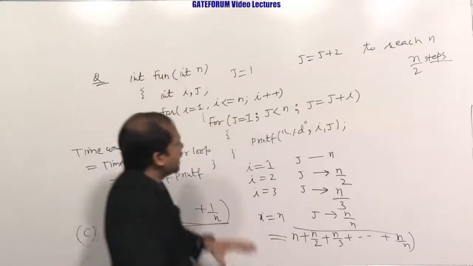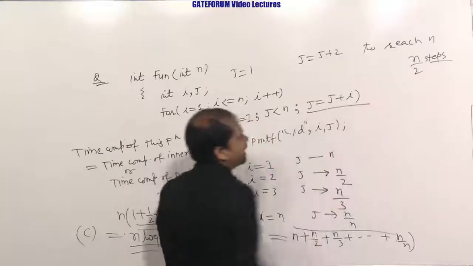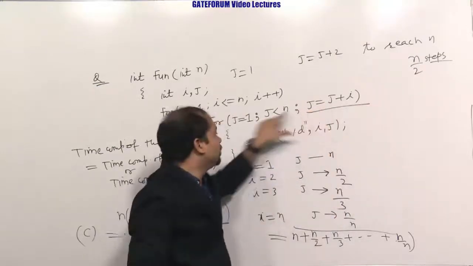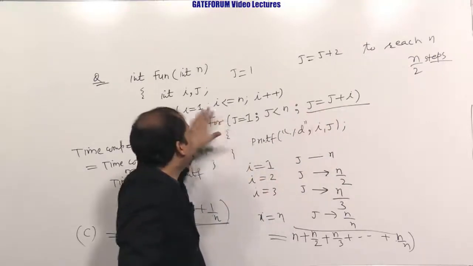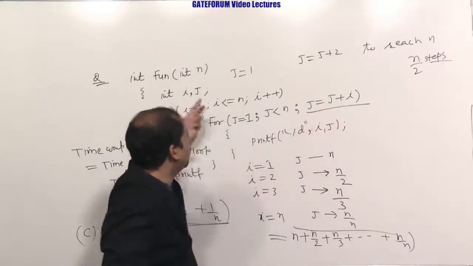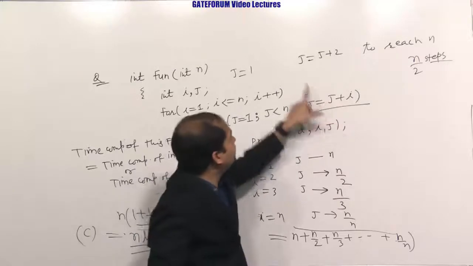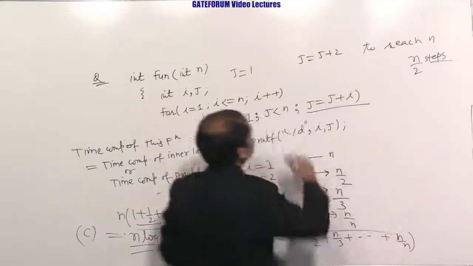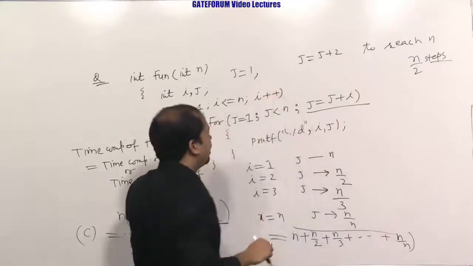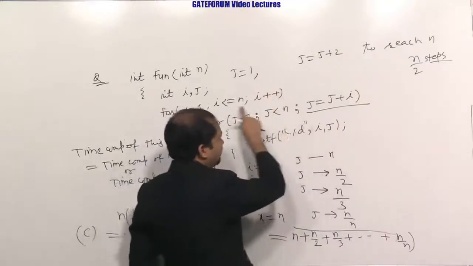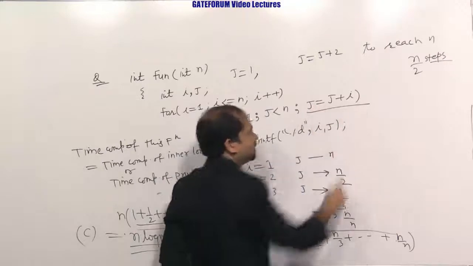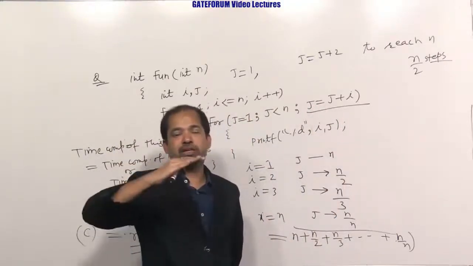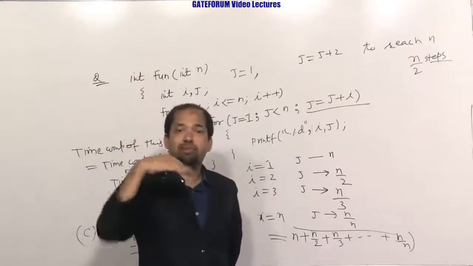Now if you see the inner loop, j equal to j plus i. When i was 1, every time we are making an increment of 1, so the inner loop will run for n times. When i is 2 for the outer loop, we are making j equal to j plus 2, so to reach n we require n by 2 steps. Next time i becomes 3, so j equal to j plus 3, and we always take a step of 3, so to reach n we require n by 3 steps.